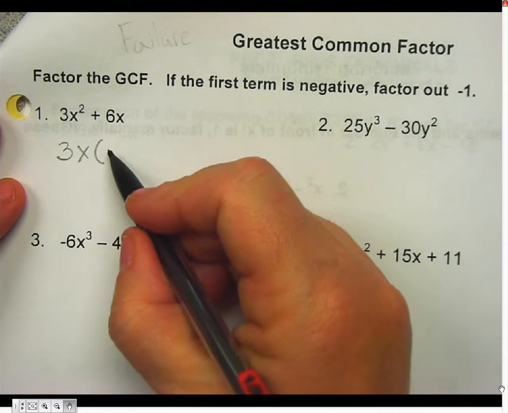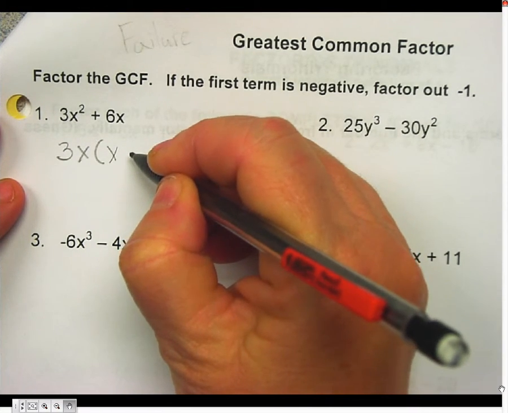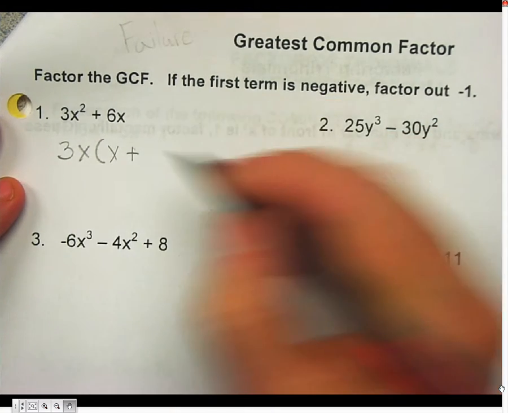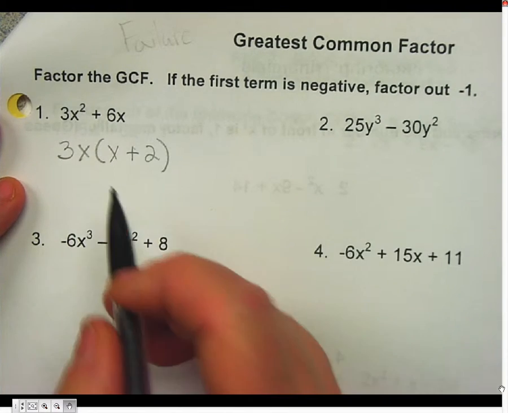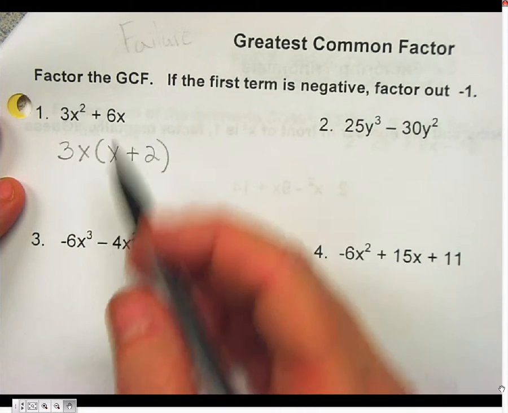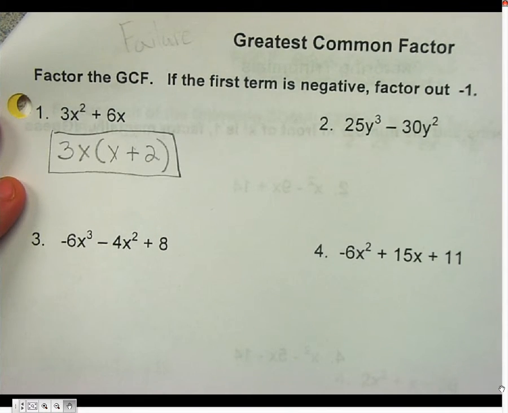Then 3x times what would give you 3x squared? Just x. Okay, you could put 1, but you don't need to. Then 3x times what would give you 6x? 2. Okay, so all you have to do is make sure that when you multiply that 3x out, you get 3x squared plus 6x. But this would be the factors of 3x squared plus 6x.